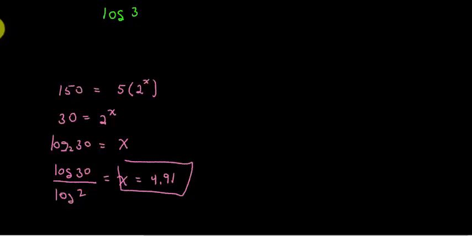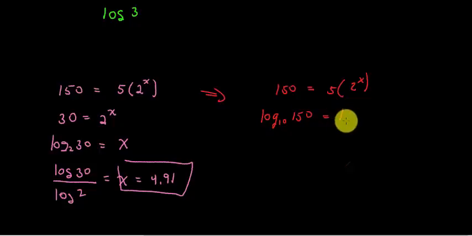Let me maybe do this in red. Okay, so over here, what if I did it this way? I could have said, okay, so I got 150 is equal to 5 times 2 to the power of x. I could have just said, well, let me take the log of both sides starting right here. Actually, I'll just say log base 10. So log base 10 of 150 is equal to log base 10 of 5 times 2 to the power of x.